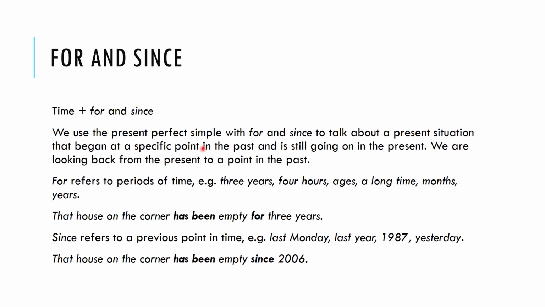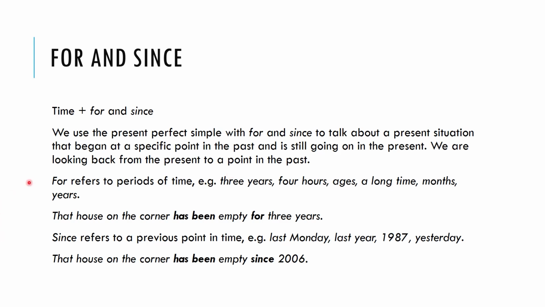Now we use for and since in the present perfect tense. We use present perfect simple with for and since to talk about a present situation that began at a specific point in the past and is still going on in the present. So something that started in the past and is still going on. It's in continuation right now, so it may go to the future. We are looking back from the present to a point in the past. So we are now in the present, but we are talking about a point in the past.